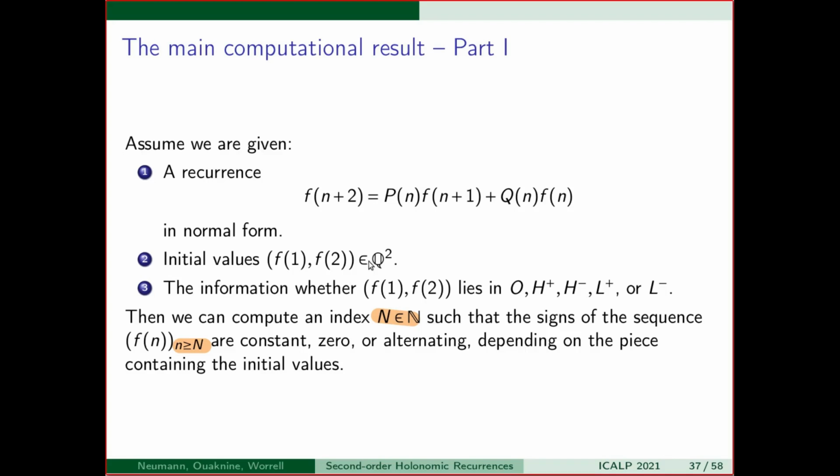Of course, this computational result is not quite satisfactory, because in practice we would be given the recurrence, we would be given the initial values, but we would not be given this information. This information we'd have to compute ourselves. So the next question is, can we compute this information?